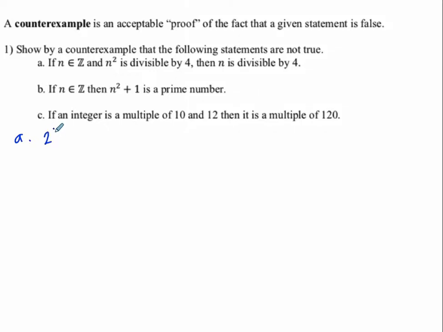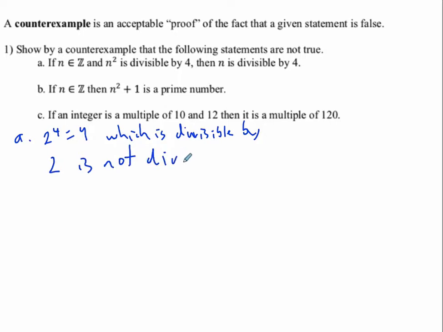2 squared equals 4, which is divisible by 4. But 2 is not divisible by 4. Therefore, the statement is false.